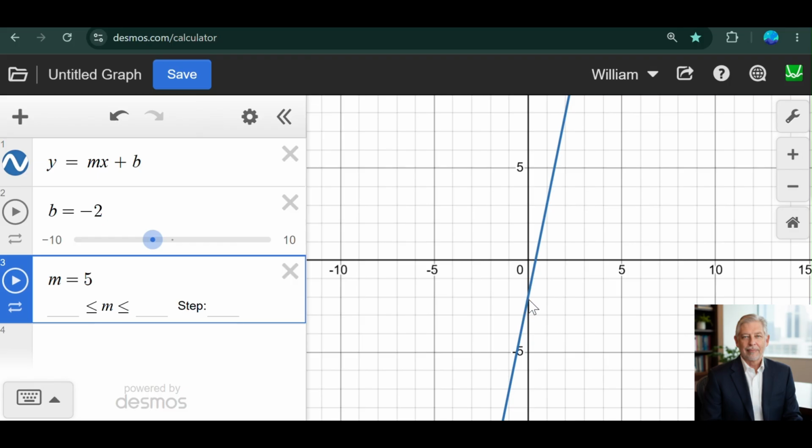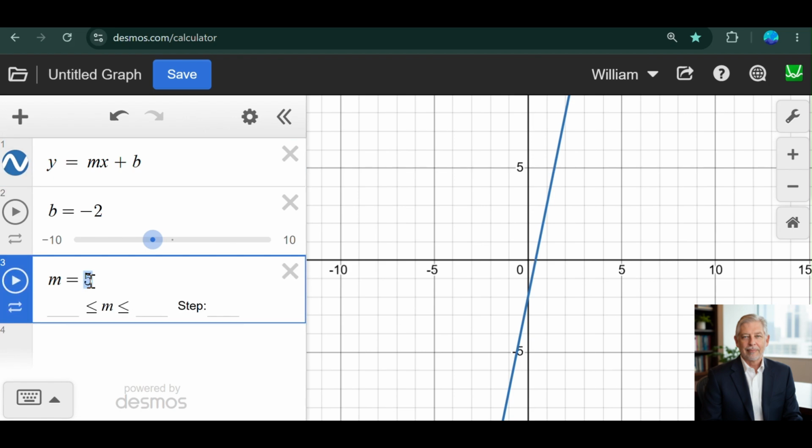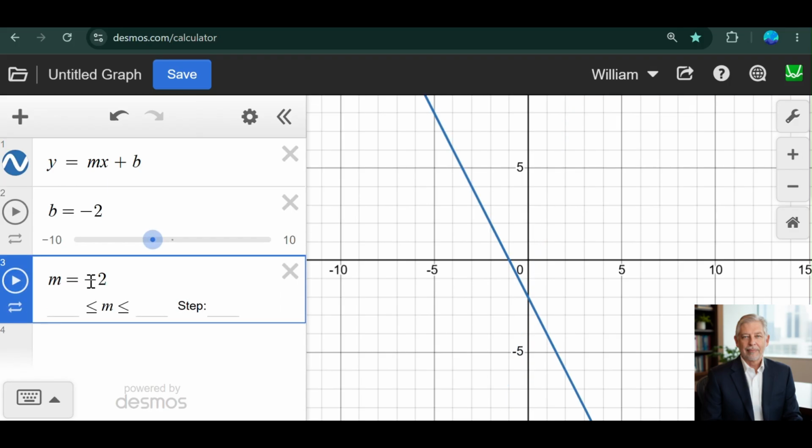Notice that our y-intercept right here did not change. The only way you change that y-intercept is by changing the b value. So if slope is positive, we go up from left to right. What happens when we become negative? Let's say negative 2. Now the slope goes down left to right. And the greater the magnitude of that negative value, you notice the steeper the line goes down.